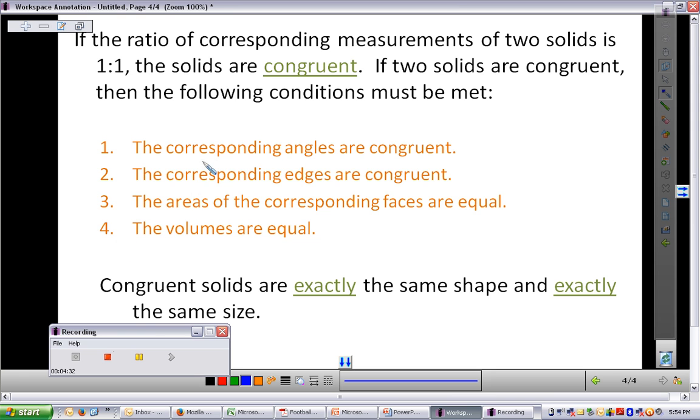You can see here four of them. Corresponding angles are going to be congruent. Corresponding edges are going to be congruent. The areas of the corresponding faces are equal. The volumes are equal. So an easier way to look at that with congruent solids is that congruent solids are exactly the same shape with exactly the same size. So congruent solids are the same thing with these characteristics.